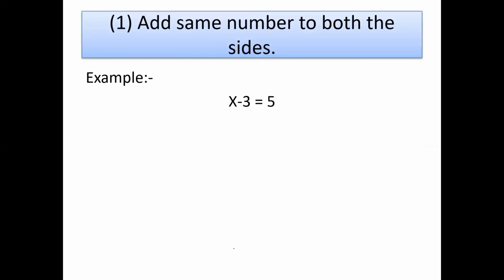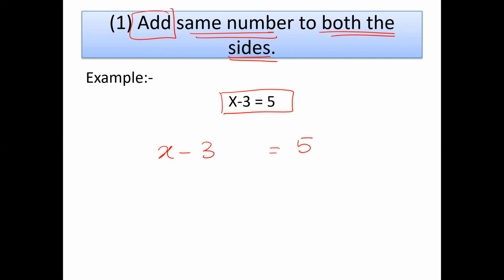First comes adding the same number to both sides. Now we will see how we add the same number on both sides to solve the equation. I have taken an example, x minus 3 is equal to 5. Now we have to add the same number to both sides. Let us see how. x minus 3 is equal to 5. We will be adding the same number.